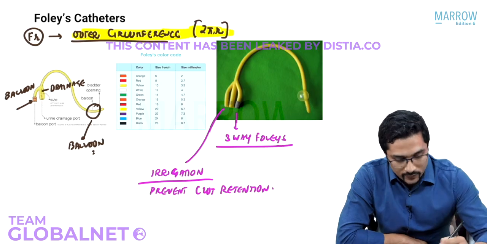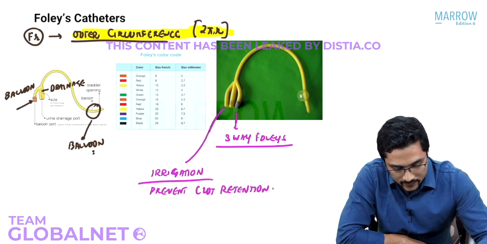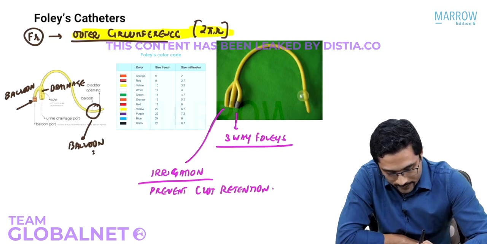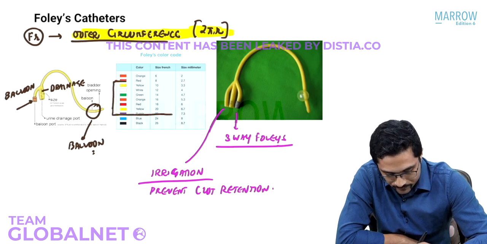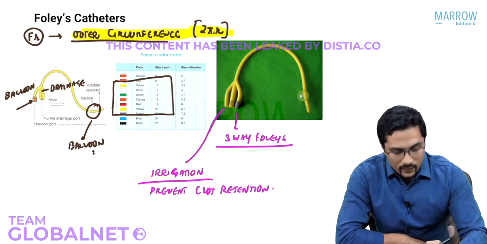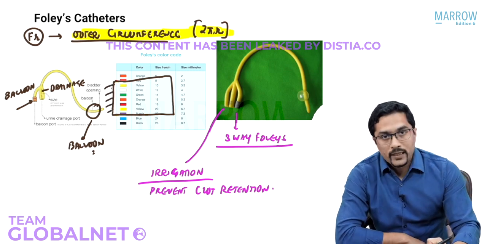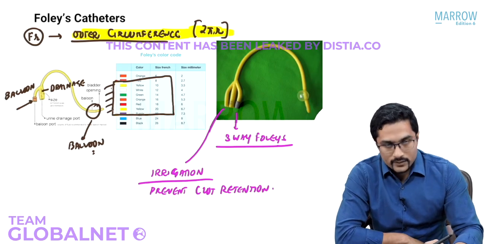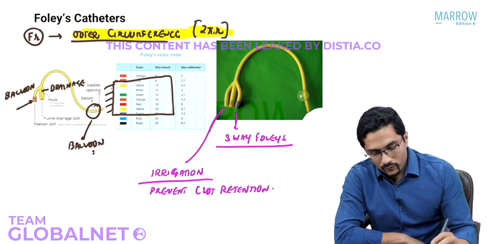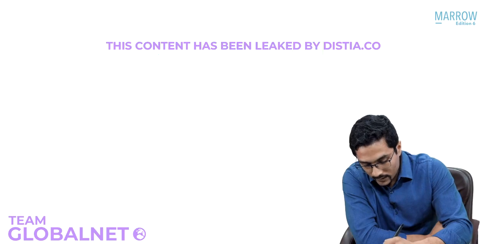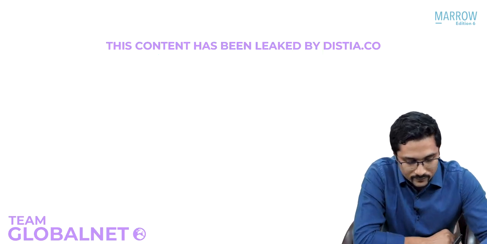Now, when I was talking about the French grading, these are the ones which I want you to remember for the exam. Yellow is 10 French, white is 12 French, green is 14, orange is 16, and red is 18. So please remember these 5. I've already told you French is the outer circumference and not the diameter.